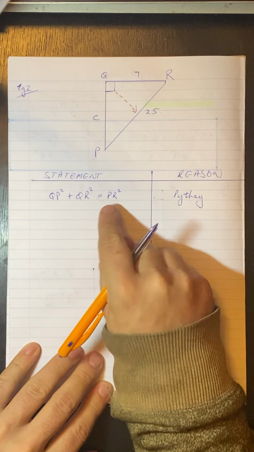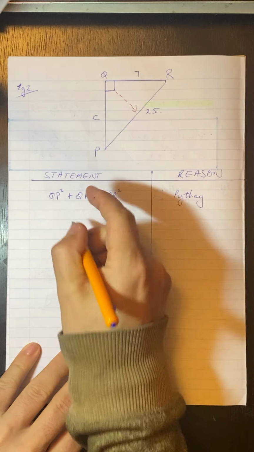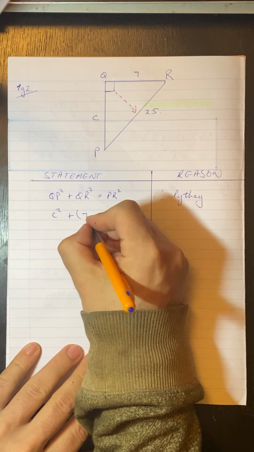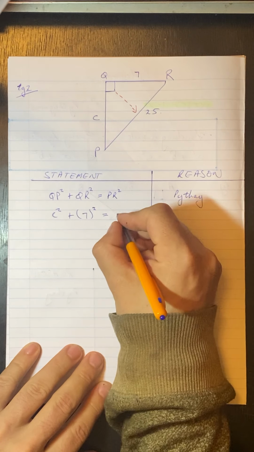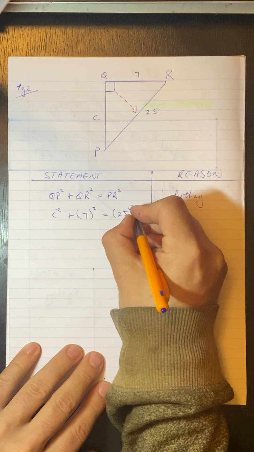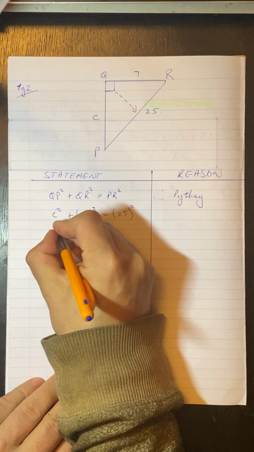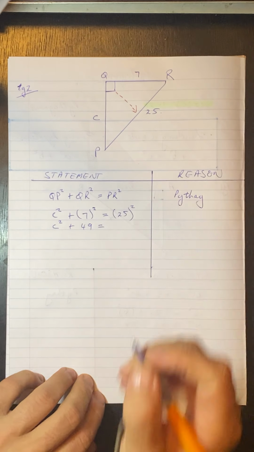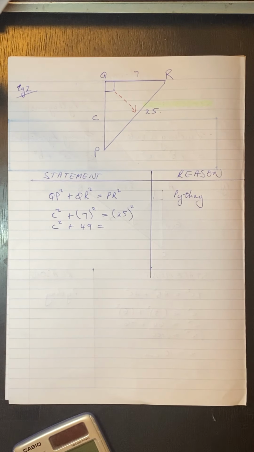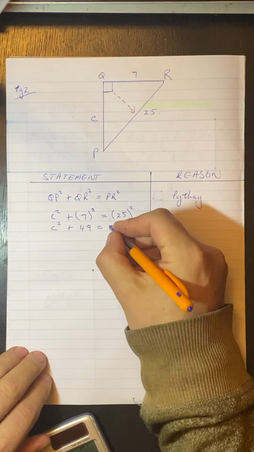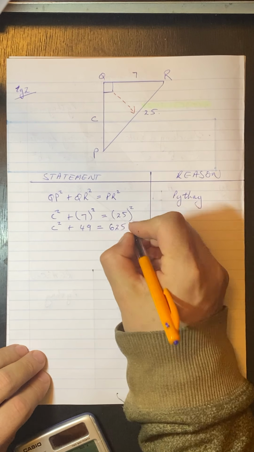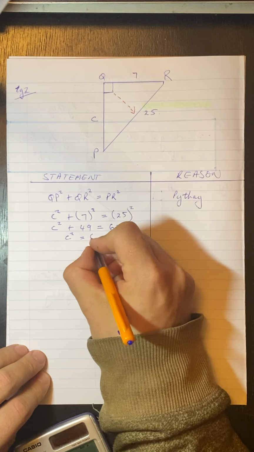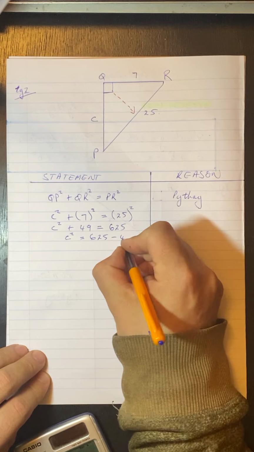Now I'm just going to substitute my values in. So QP is c squared plus QR is 7 squared equals PR is 25 squared. Just work out what these are. So we get c squared plus 49 is equal to, now 25 squared is 625. Take that to that side and we get c squared is equal to 625 minus 49.